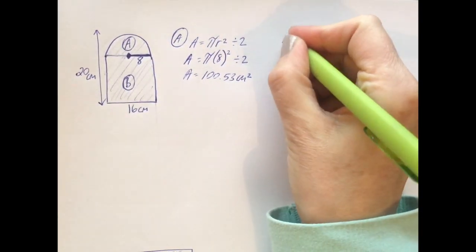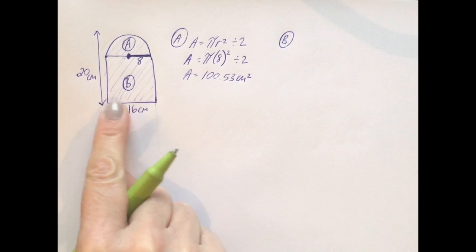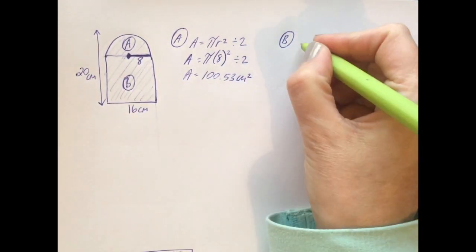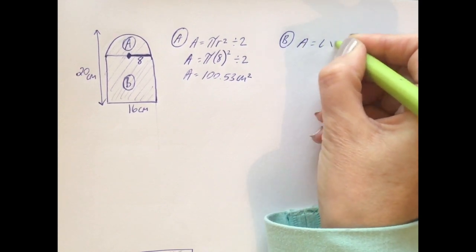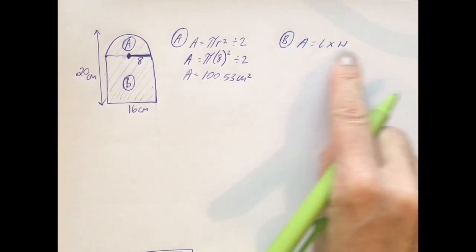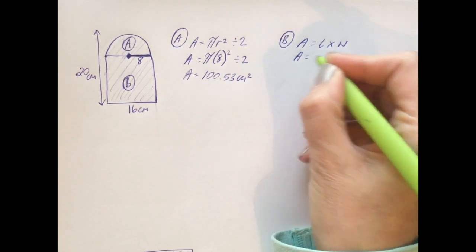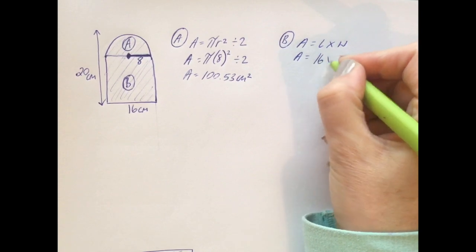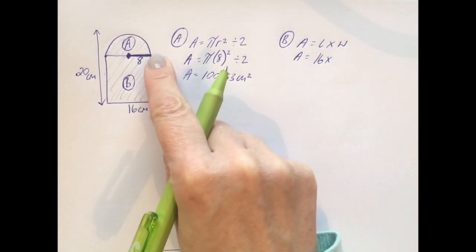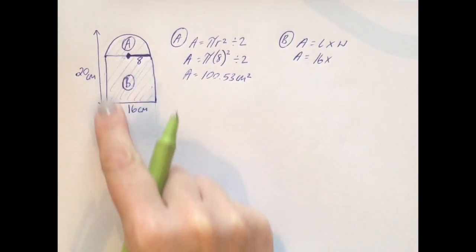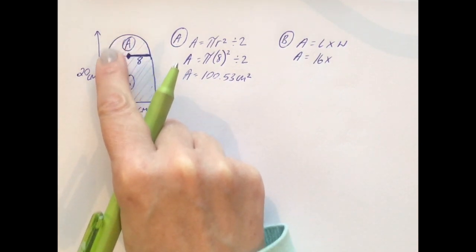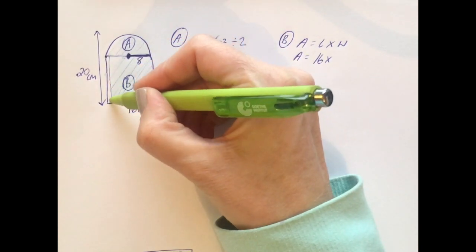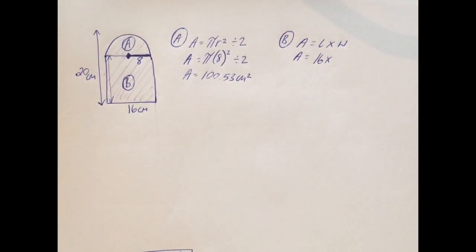So now we'll go on to shape B, and shape B quite clearly is a rectangle. The formula for the area of a rectangle is A equals L times W. Get it written out in full. Obviously we don't know what the area is, but the length we can see quite clearly is 16. And the width, we don't quite have the width either. We have the full length. So how are we going to figure out just the width of the rectangle?